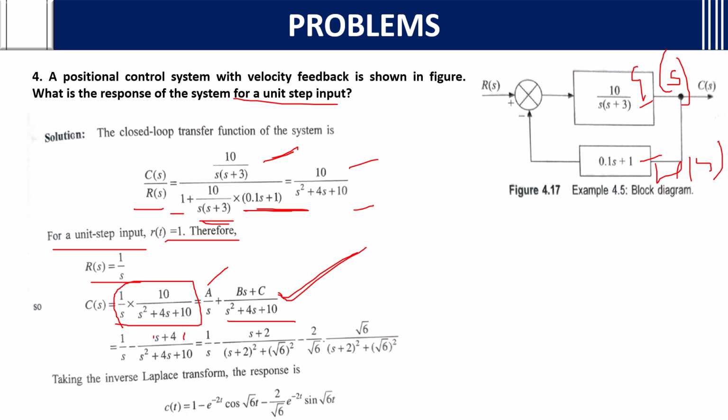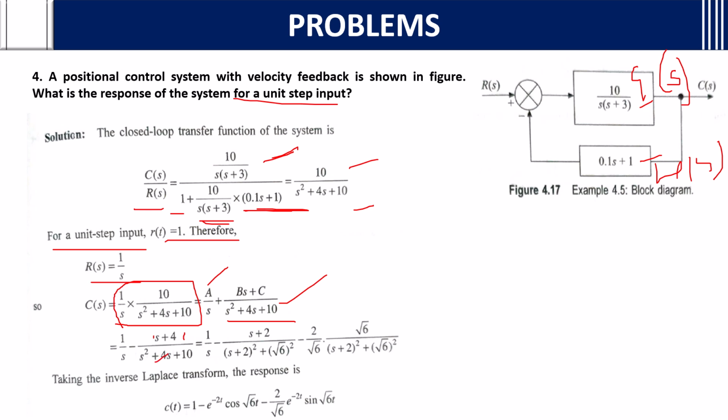Okay, you can search how to do partial fractions and do this. 1 by s minus (s plus 4) by (s square plus 4s plus 10) is equal to 1 by s minus (s plus 2) by ((s plus 2) whole square plus root 6 whole square) minus 2 by root 6 times root 6 by ((s plus 2) whole square plus root 6 whole square).